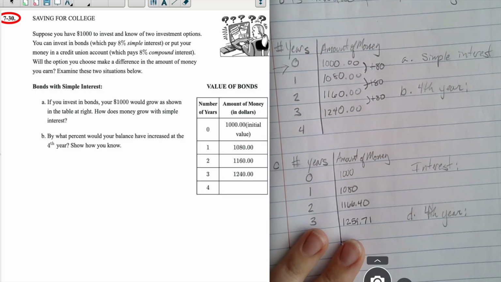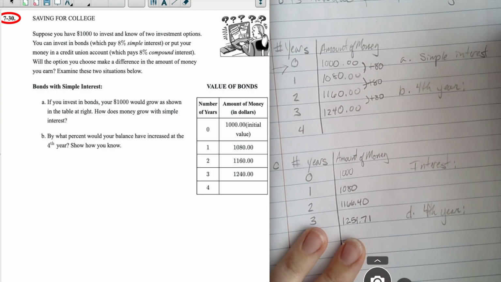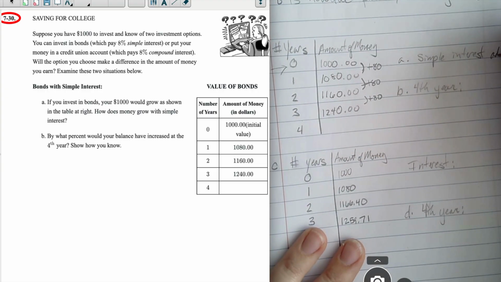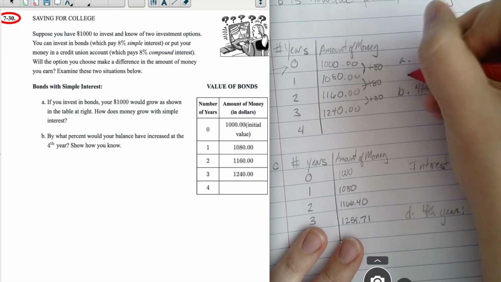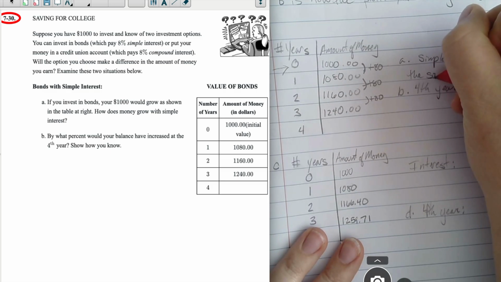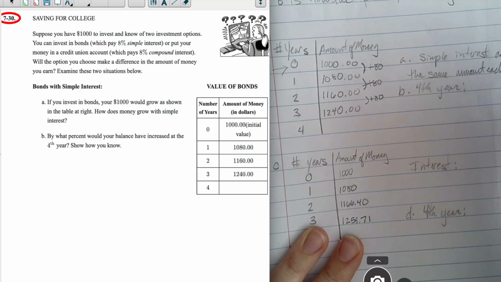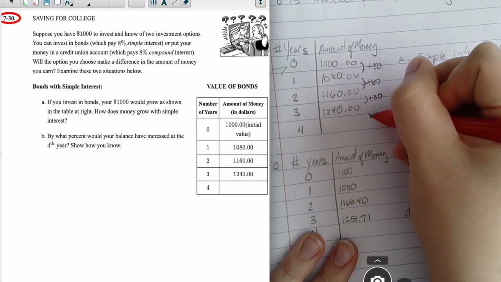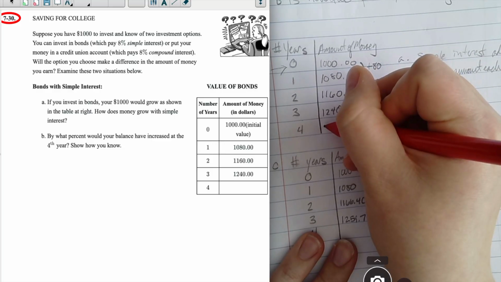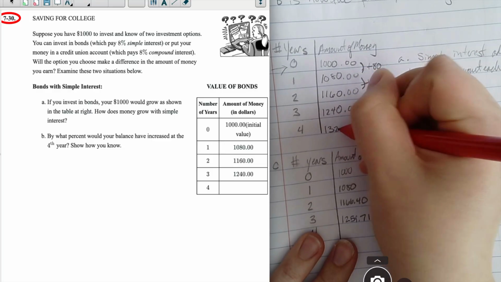So simple interest is adding the same amount each time. So in our fourth year, we would follow that same pattern. We're going to add 80, which would put us at $1,320.